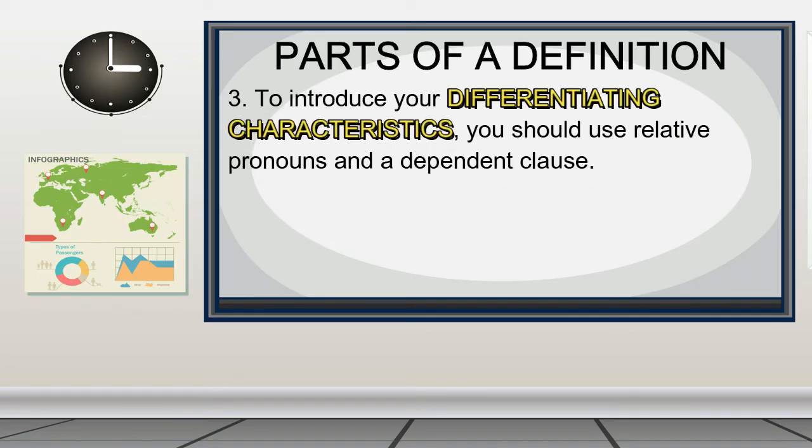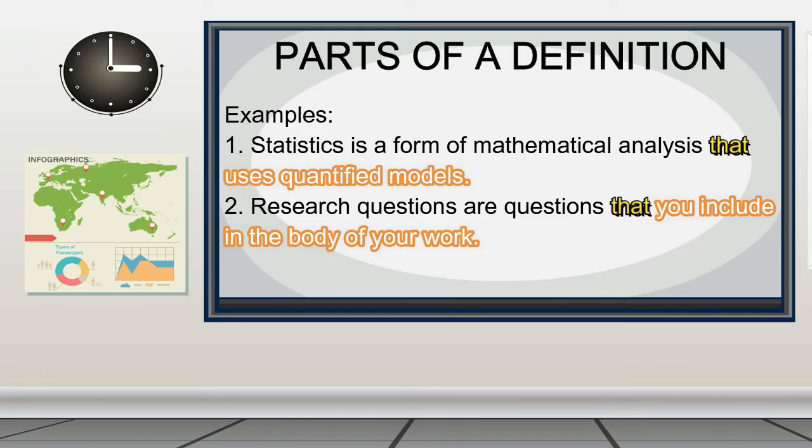The third part of a definition is differentiating characteristics. To introduce your differentiating characteristics, you should use relative pronouns and a dependent clause. For example, statistics is a form of mathematical analysis that uses quantified models. Research questions are questions that you include in the body of your work.